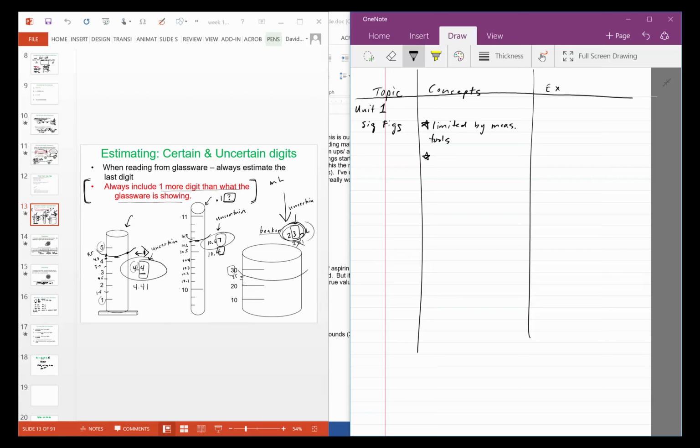So, for example, in your notes you had this, right? Always include one more digit than what the glassware is showing. So you might want to include that on your study guide that you're making, your study outline. So remember to include one more digit than what the instrument is showing.